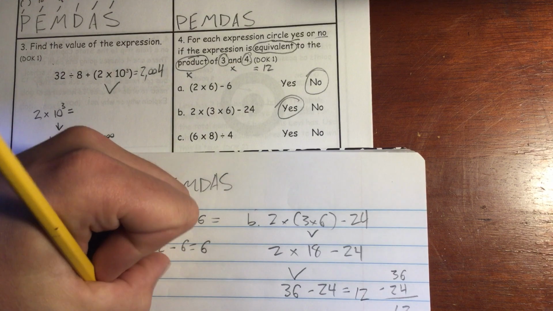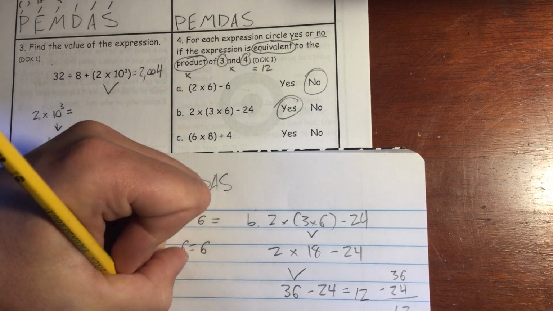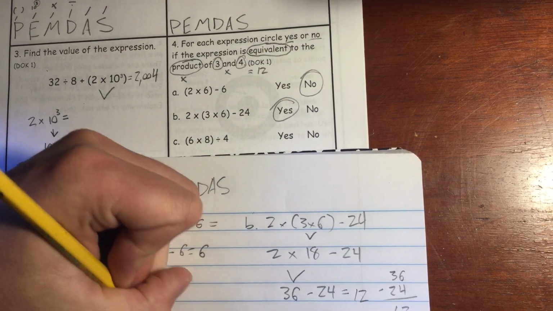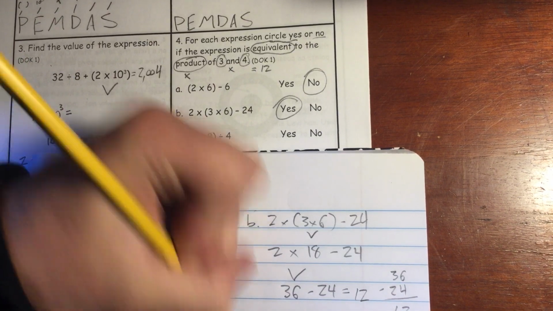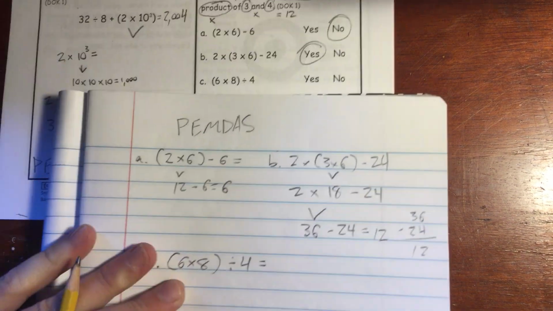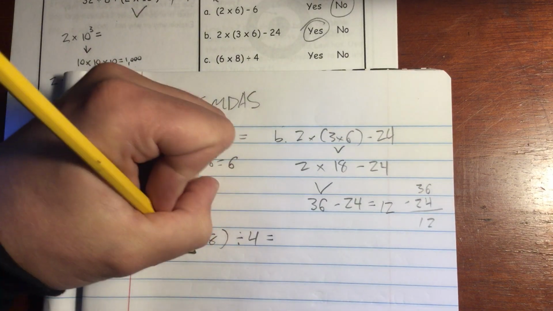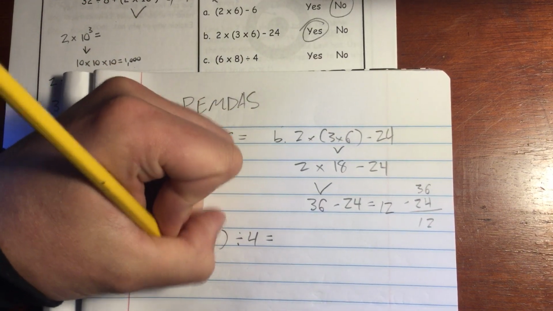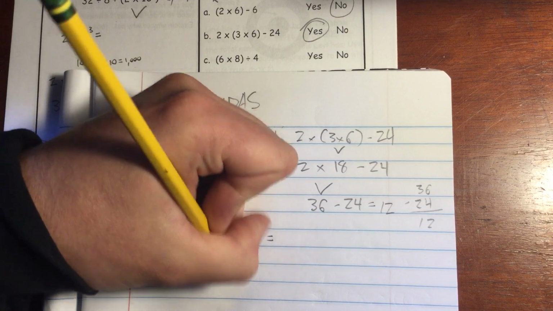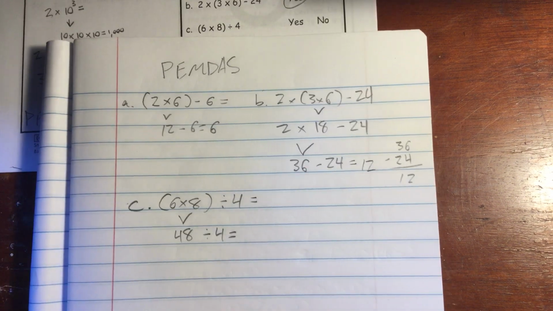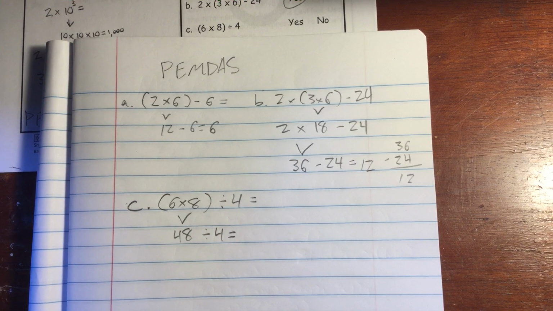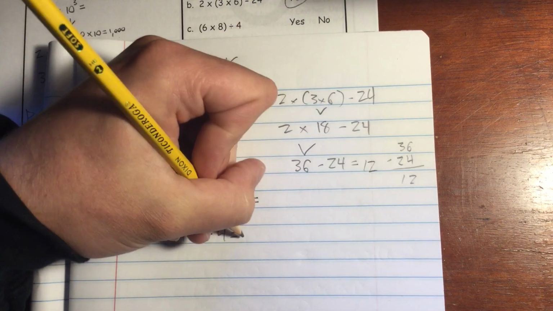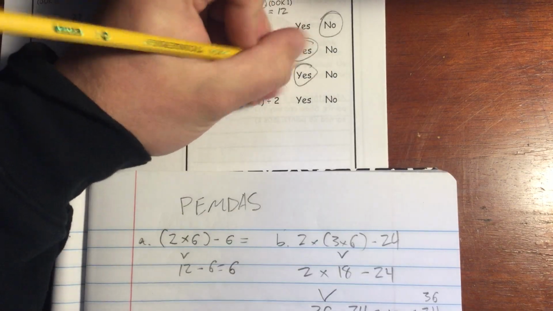And so for the next one, we have C. So we're going to say 6 times 8 divided by 4. Same thing, we're going to do this first. 6 times 8, I know, is going to be 48. Divided by 4, I'm going to rely on some of my multiplication facts here. I know that 4 times 12 is going to give me 48, so 48 divided by 4 is going to give me 12. So for C, we would say yes.